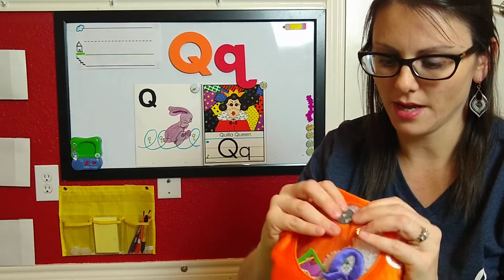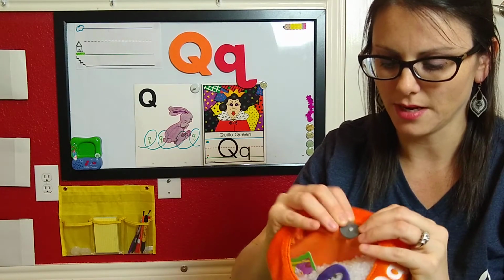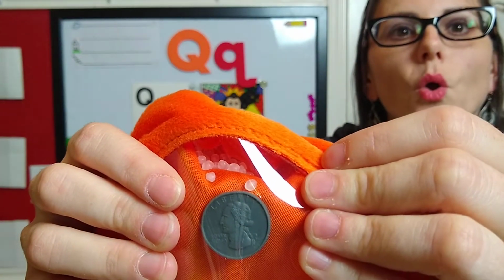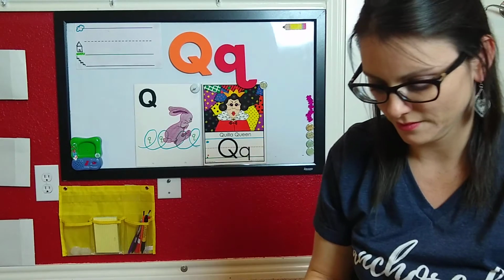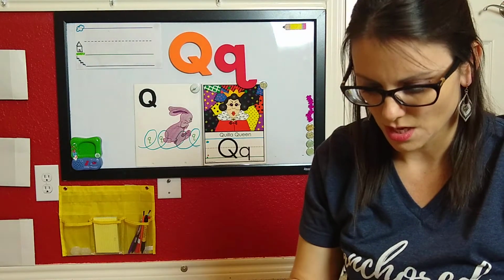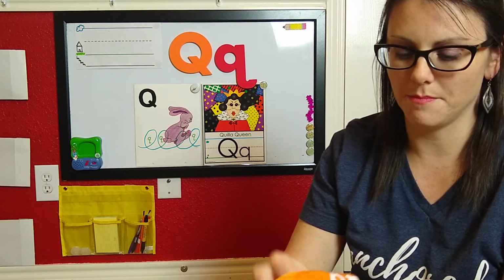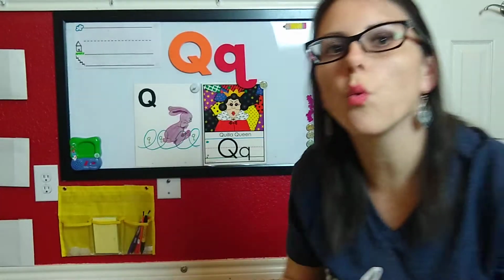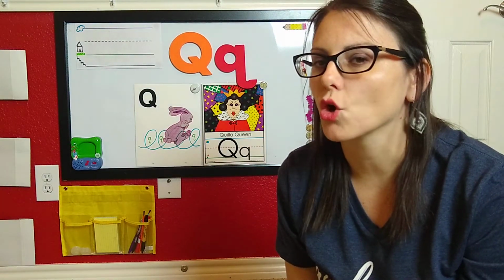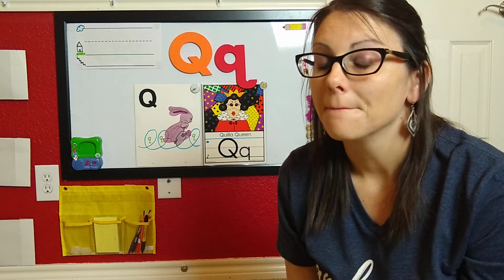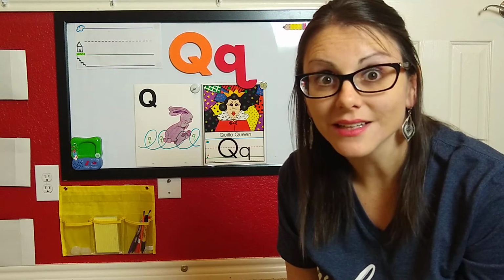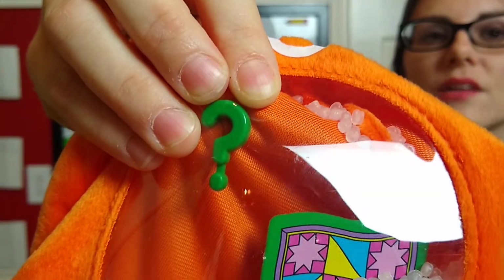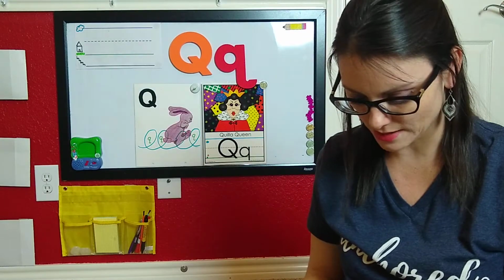Oh, okay. Right here, this is our quarter. Okay, here's one we didn't have in our bucket. This is a question mark. Have you ever asked a question? Like, Mom, where are we going? That's a question. So, this is what you put at the end of that when you're writing it. It's a question mark. You're asking a question.